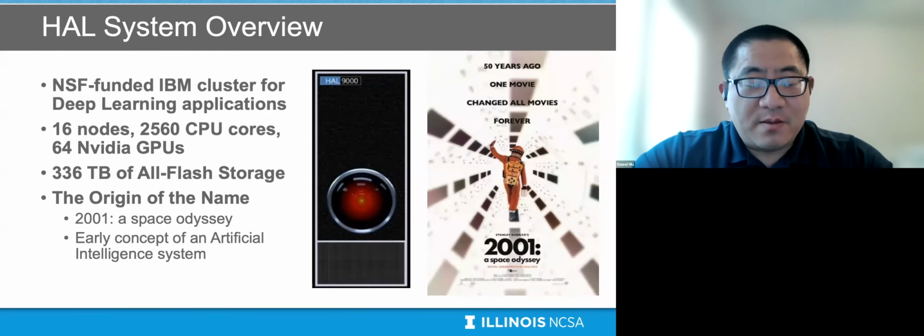And the system name is based on a very iconic sci-fi movie, 2001: A Space Odyssey. Inside this movie, the main computer called HAL 9000 is a very early concept of an artificial intelligence system that rises against humans and ends up almost killing everyone in that spaceship. So in 2019, we were brave enough to revive this machine.